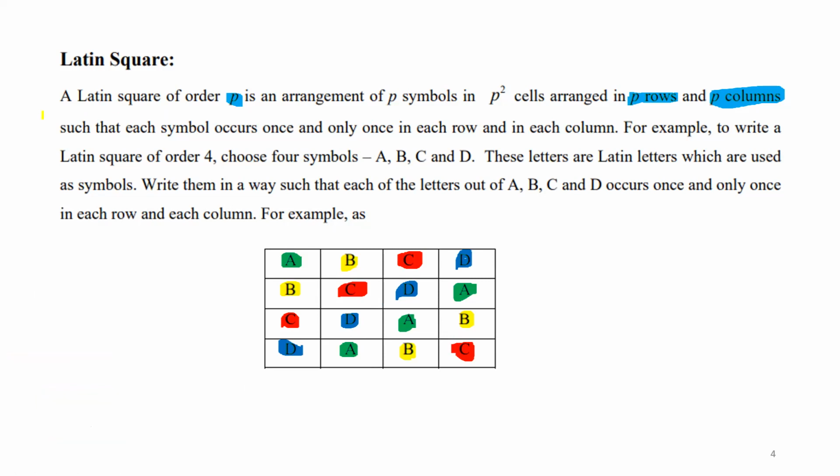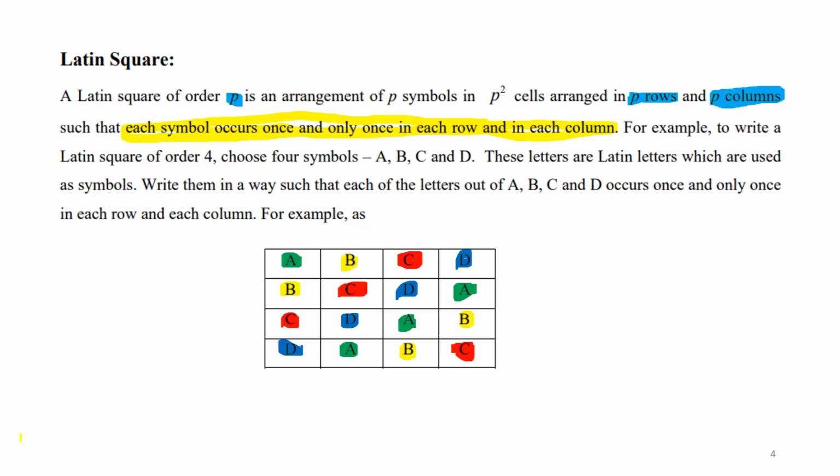What we were discussing about this one: each symbol occurs once and only once in each row and in each column. That condition is a must for a Latin square design. Okay, I think you will not find any violated situations for this condition. So all cases are fulfilled in this way.